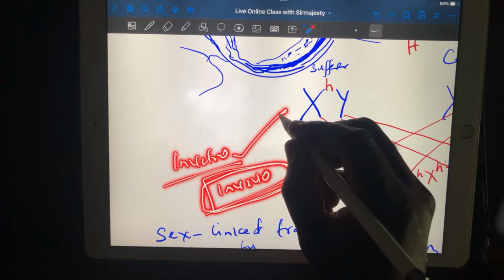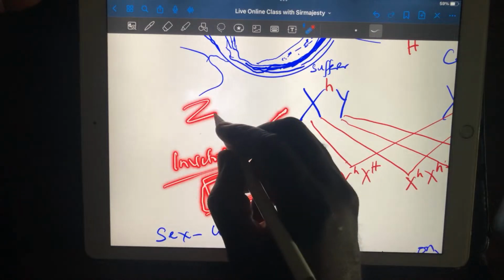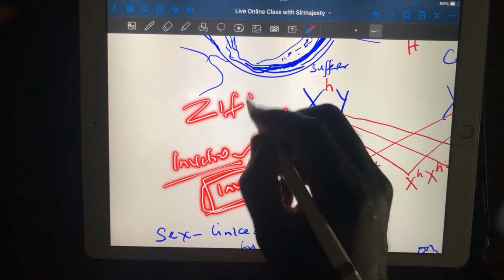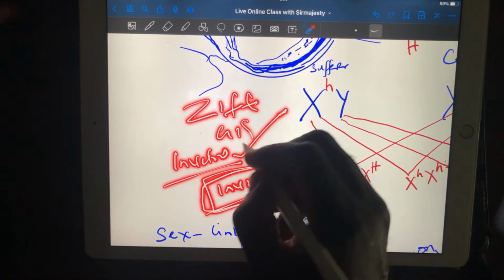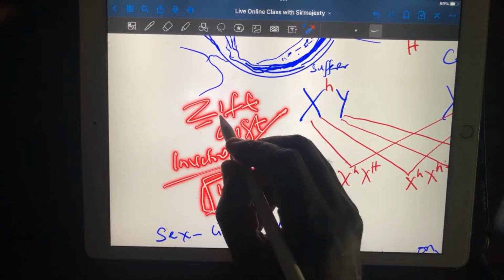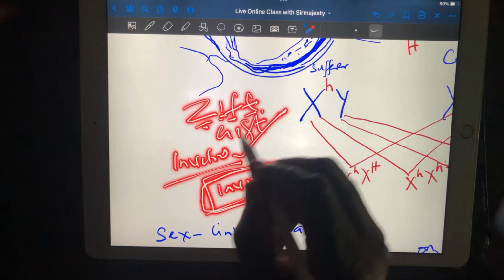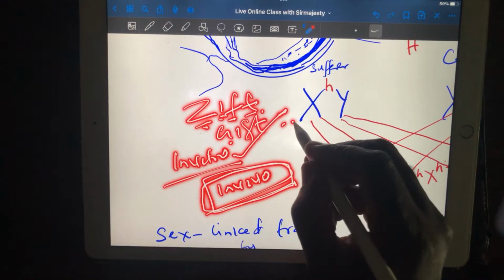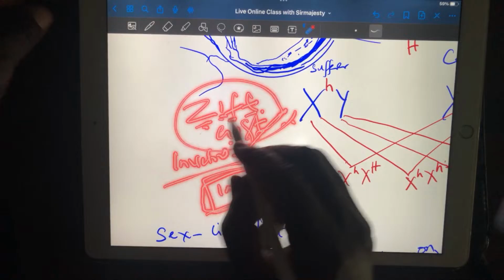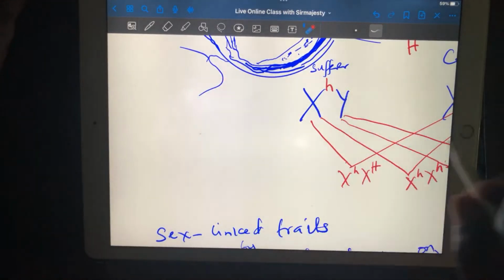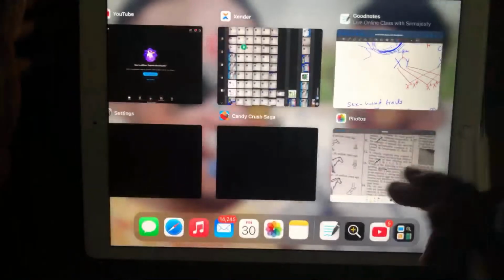After in vitro fertilization, they follow it with ZIFT or GIFT. ZIFT, zygote intrafallopian transfer, or GIFT, gamete intrafallopian transfer. But after fertilization, it should be zygote intrafallopian transfer, because when fertilization occurs, it gives rise to a zygote.